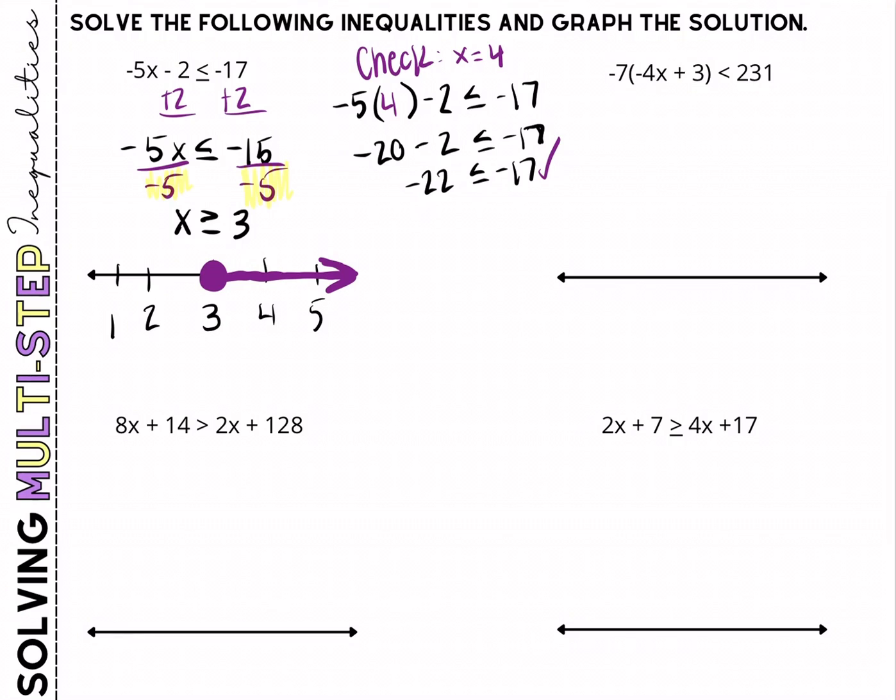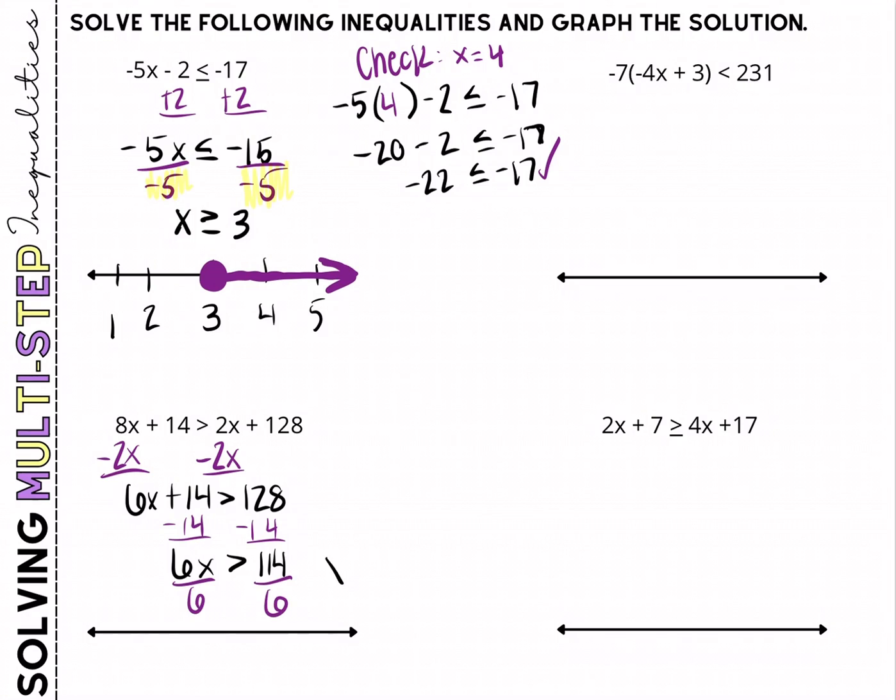So we get to choose what we want to move. I want to move the 2x first. That's easier to me. I'm avoiding the negatives as much as possible. So 6x plus 14 is greater than 128. Then I'm going to subtract 14 on both sides. So I have 6x is greater than 114. And then I'm going to divide by 6.